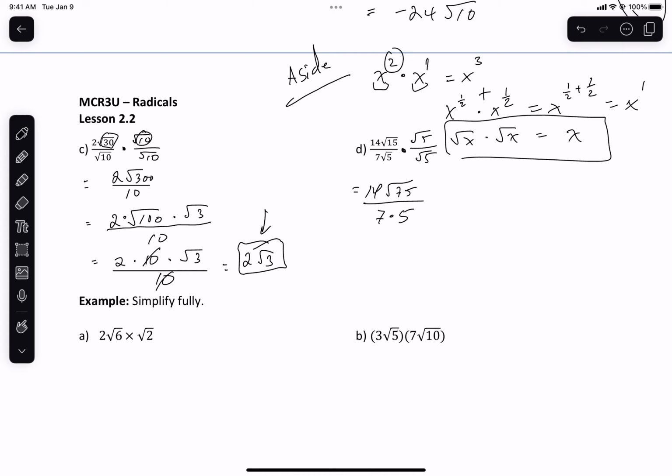Now, what's the biggest perfectly square rootable number that goes into 75? This is maybe emphasizing your knowledge of your multiplication table. You might want to practice that. Yeah, say 25 and 3. I could write that as, right?